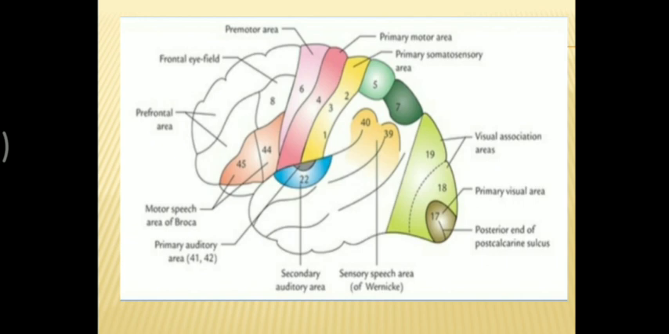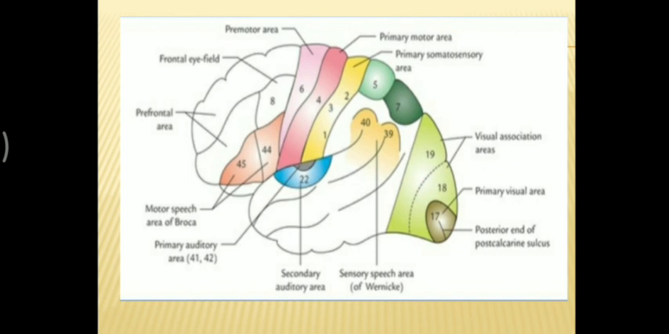And the frontal eye field is area number 8. It is in the middle frontal gyrus and is responsible for the voluntary scanning movements of the eye, independent of the visual stimulus. And the motor speech area is area number 44 and 45. It is also called Broca's area, and it is present in the inferior frontal gyrus. The motor speech area brings about the formation of words.